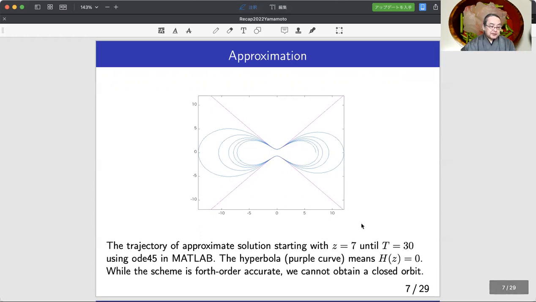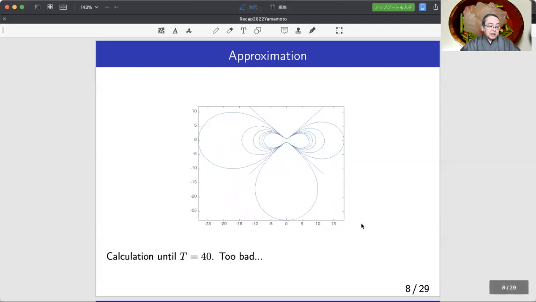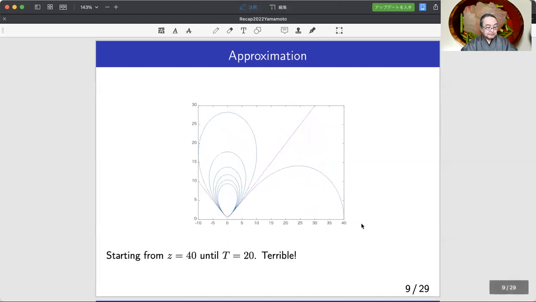This is an approximation. The trajectory of approximation starting with z equals 7 until t equals 30 using ODE45 in MATLAB. While the scheme is fourth order accurate, we cannot obtain a closed orbit. Calculate until t equals 40, too bad. Starting from z equals 40 until t equals 20, these are terrible results.